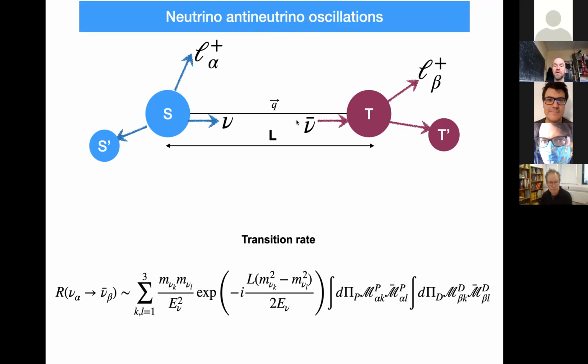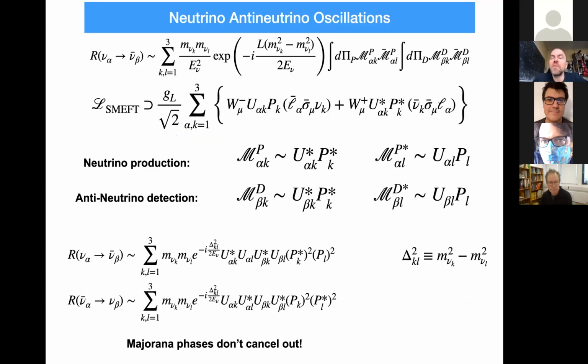In reality, they are just two different helicities of the same particles. One is called neutrino and the other antineutrino. So the left-handed helicity is called neutrino and the right-handed helicity is called antineutrino. So you can get the same formula for the oscillation rate in the two, but there will be one difference.